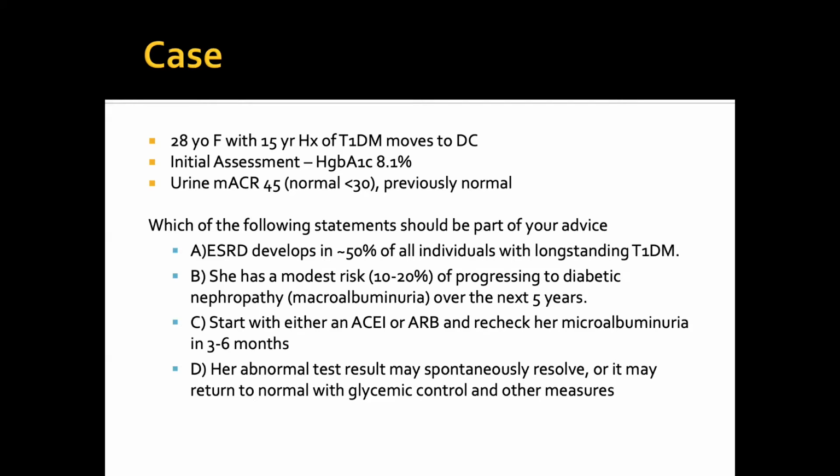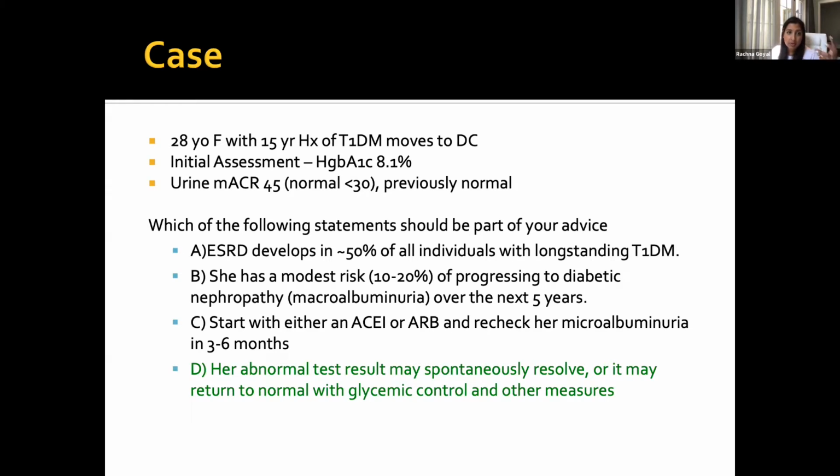I have lots of thoughts, none of which I'm sure are correct, but potentially C, given that she has an increased microalbuminuria, starting her on an ACE or an ARB. Yeah, that's a good thought, actually. The only concern is giving a young female of reproductive age an ACE or an ARB. We typically want to avoid that because they can be teratogenic. So I probably would not do C, just given her age. What's interesting here is that the take-home point is that her abnormal tests may spontaneously resolve, or may return to normal with glycemic control and other measures.